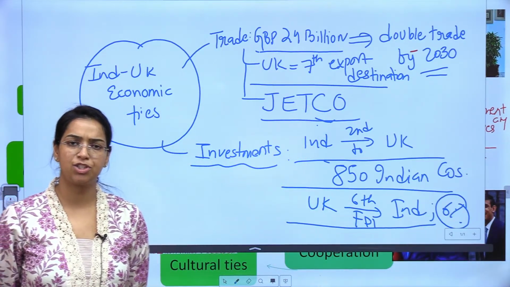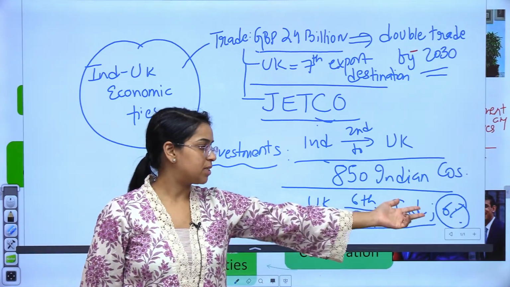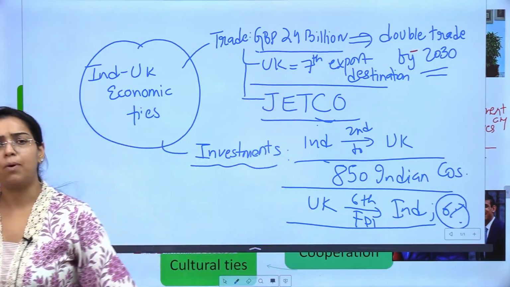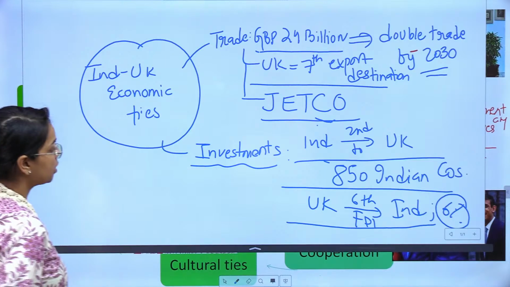Broadly अगर आप देखना चाहें, इंडिया में जितनी फॉरेन डायरेक्ट इन्वेस्टमेंट आती है, 6% of that comes from UK, right? All these data and numbers are important. You can use them in your answer writing to make your answers impressive. That is why I am discussing these, right?